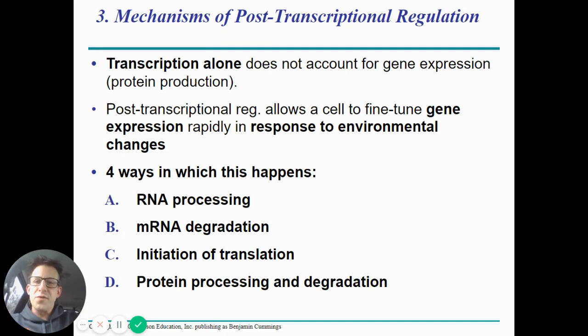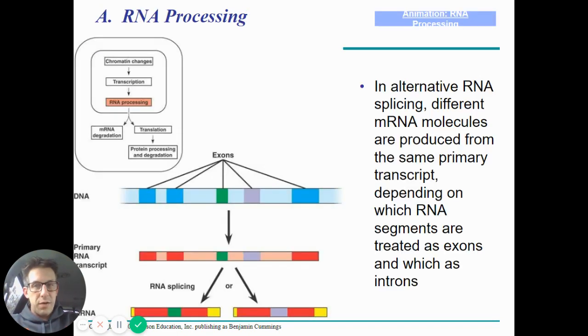Okay. So there's 4 ways in which we can regulate after transcription, which is what post-transcriptional means, right? We can regulate RNA processing. We can regulate mRNA degradation. We can regulate the initiation of translation. We can regulate protein processing, and we can even break down proteins that we might have too many of.